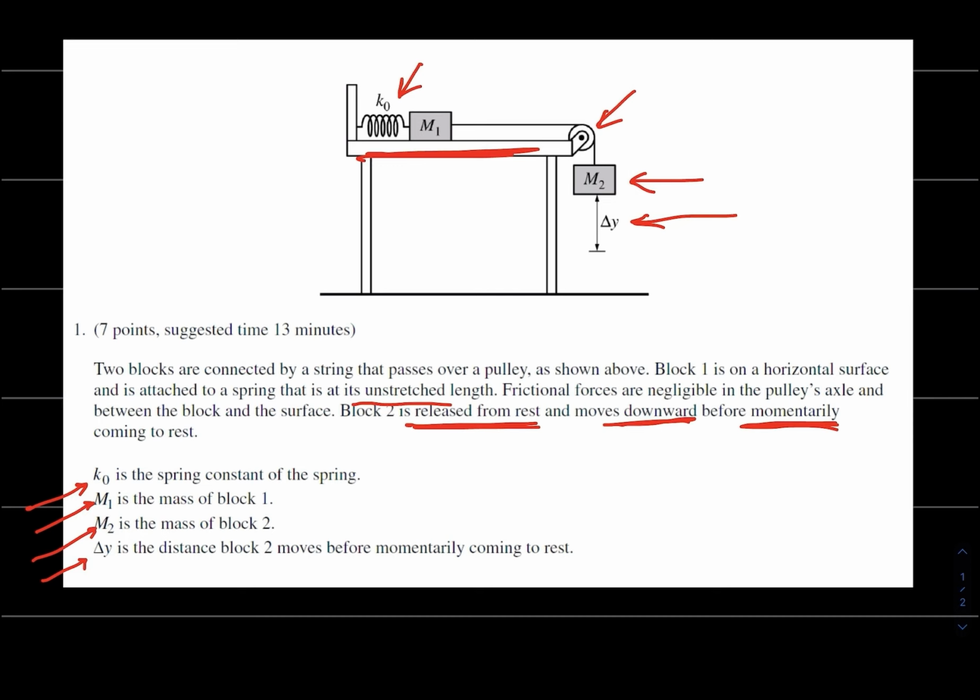Okay, well, you know intuitively what's going to happen. The mass is going to start coming down. It's going to pull the string. It's going to pull this mass and start stretching the spring. And at some point, it's going to get low enough that the restoring force on the spring is going to get big enough that the spring is going to say, I'm not letting you drop any more than that. And it's going to stop the downward motion of mass number 2.